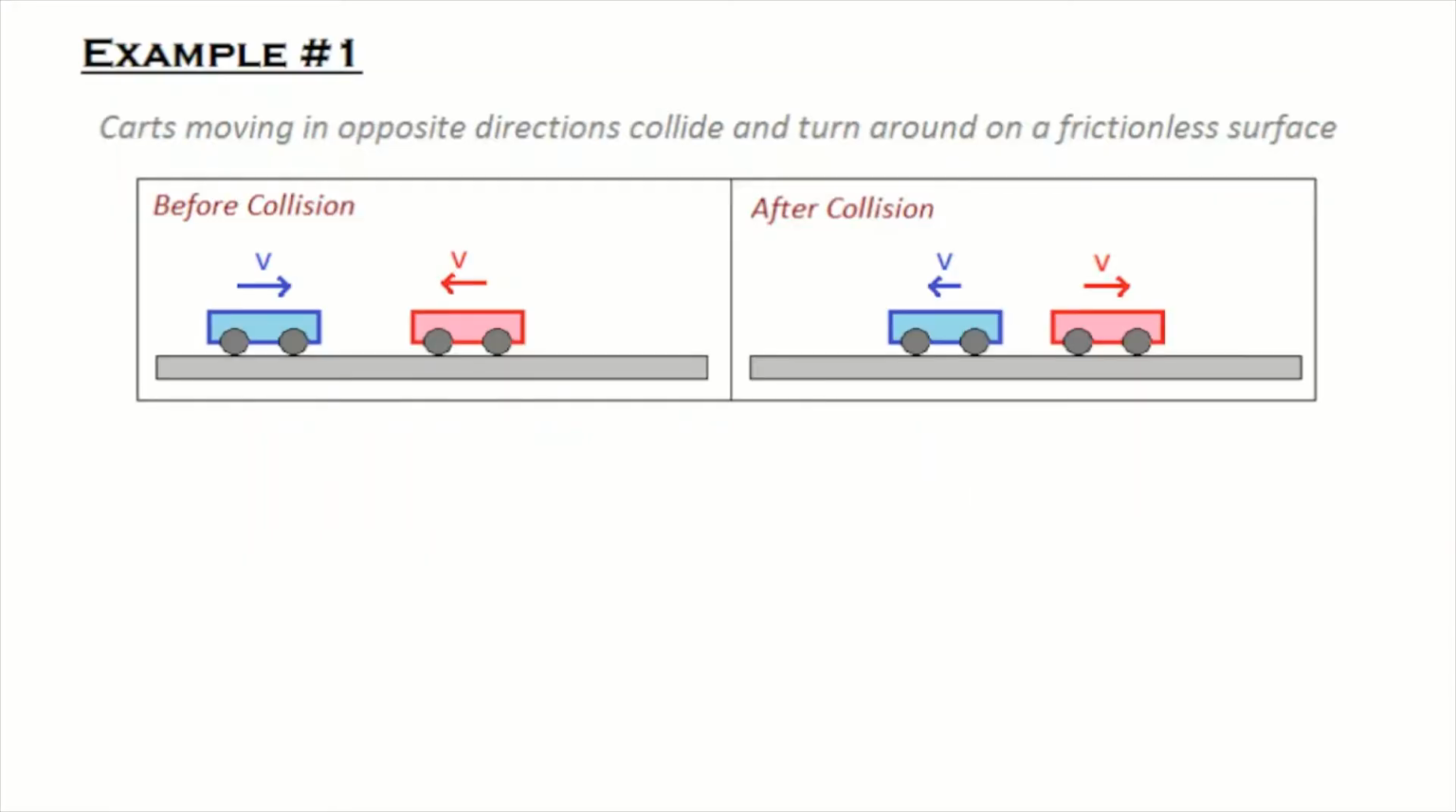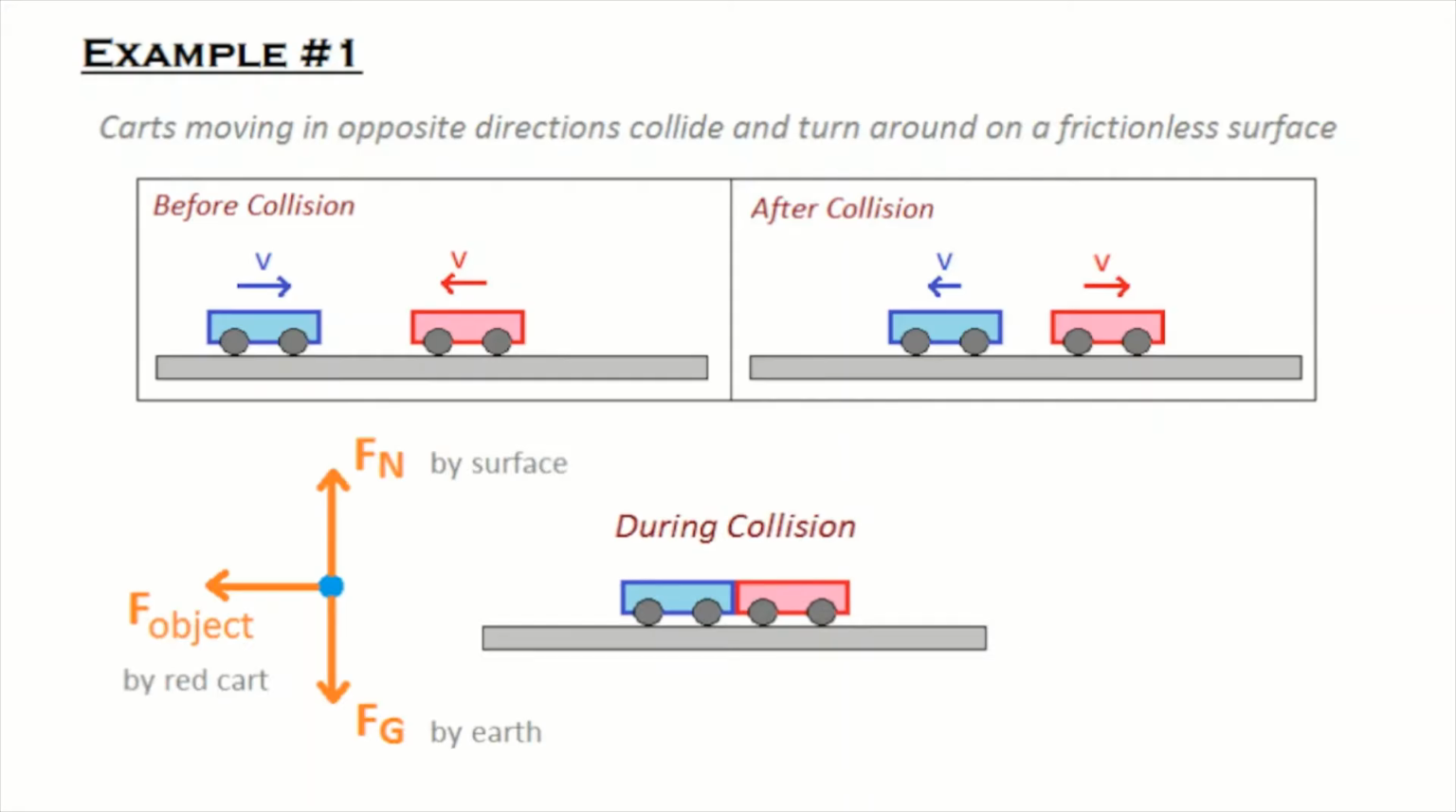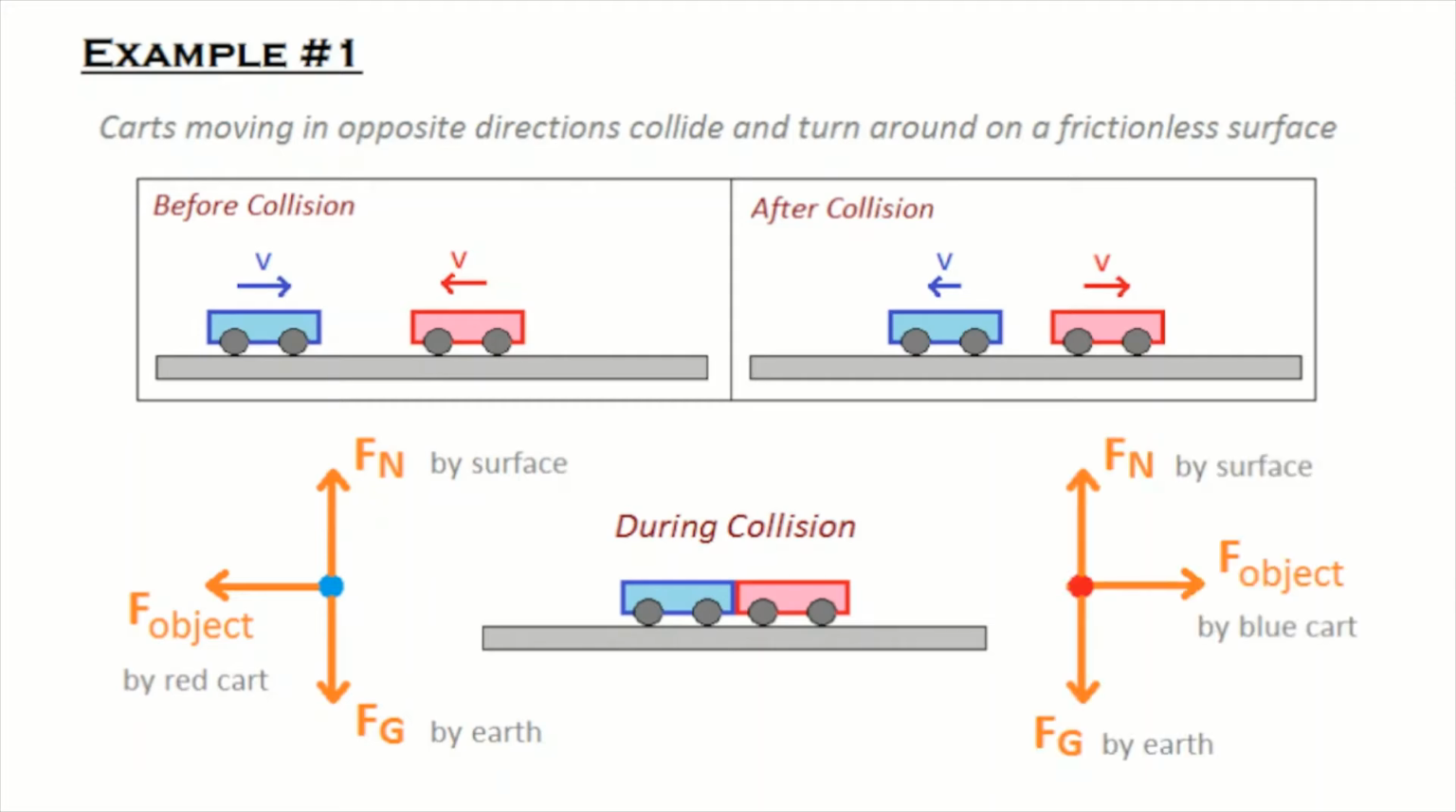Let's look at an example. Before the collision, I have a blue cart moving right and a red cart moving left. They are moving towards each other. After the collision, they have rebounded and now are moving away from each other. Looking at the forces, first on the blue cart, this is during the colliding moment. We have a normal force upward from the surface, a gravitational force downward by the Earth, and a leftward force on the blue cart by the red cart. I'll call this force F object. Looking at forces on the red cart, I have the same two vertical forces, but now a rightward force on the red cart by the blue cart.